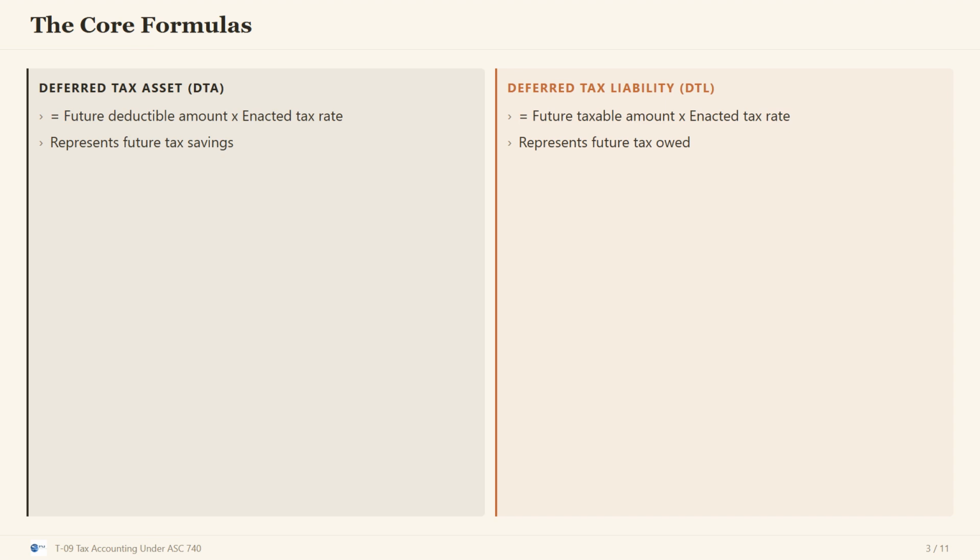There are two formulas to know, and they mirror each other. A deferred tax asset equals the future deductible amount multiplied by the enacted tax rate. A deferred tax liability equals the future taxable amount multiplied by the enacted tax rate. A deductible amount gets you a DTA, an asset, because it represents future tax savings. A taxable amount gets you a DTL, a liability, because it represents future tax owed.